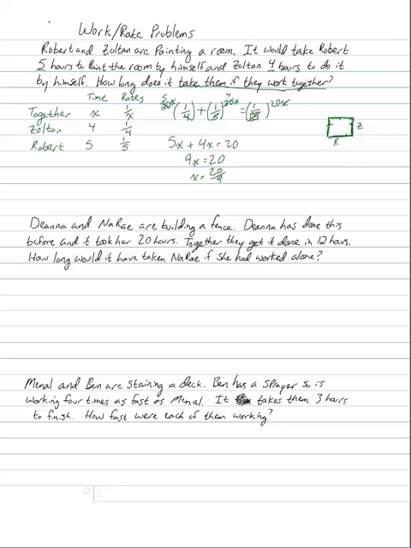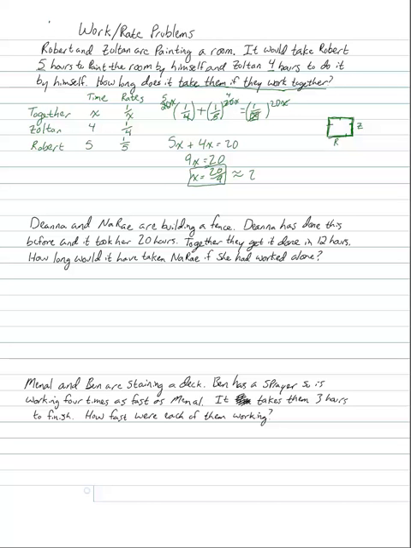I do want to make sure this makes some sort of rational sense, so 20 over 9 is just about 2. A little over 2, but just about 2. And that would make sense. If they're working together, it should be faster than both of them working by themselves. So that's it. That would be my answer.